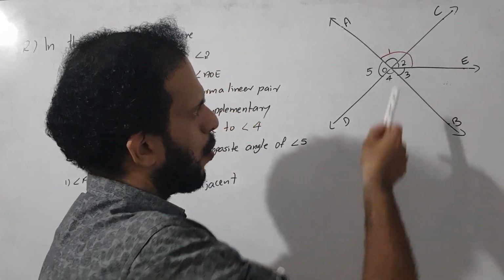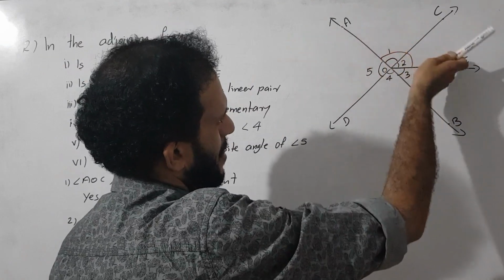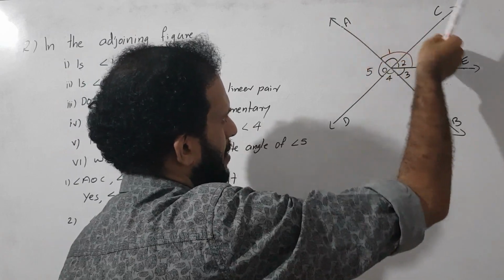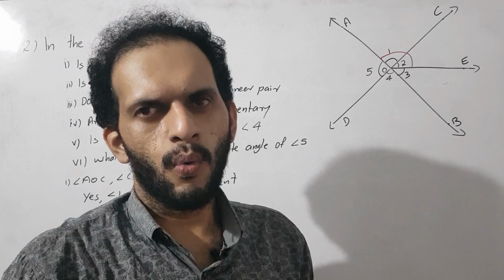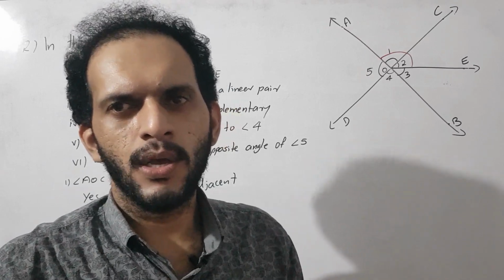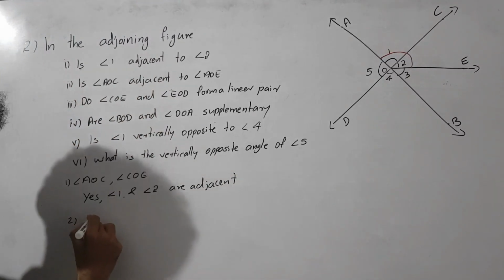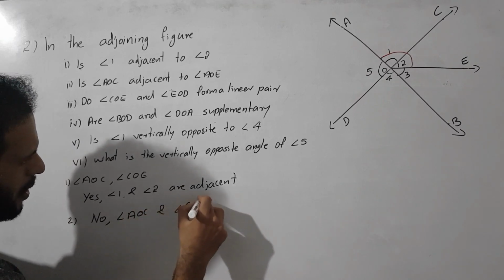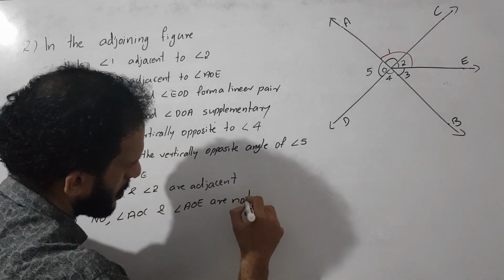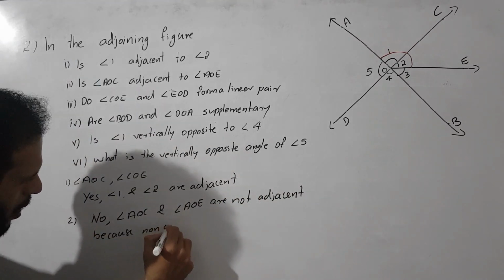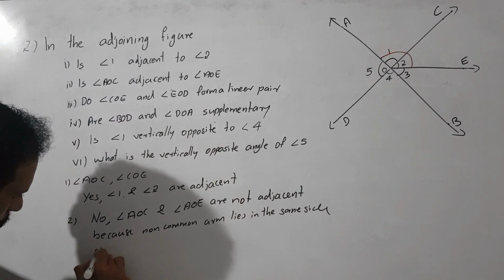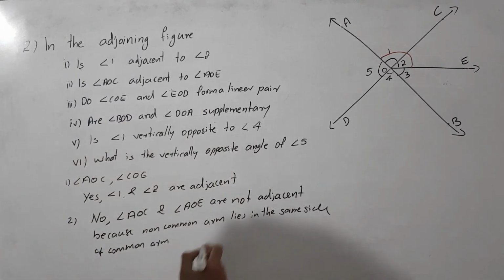Then the figure is very clear. OC and OE lie on the same side. Not one on this side and one on the other side. This is the common arm. So the non-common arms lie on the same side of the common arm. So what is the answer? The third condition is not satisfied. So the answer is no. Angle AOC and angle AOE are not adjacent because the non-common arms lie on the same side of the common arm.